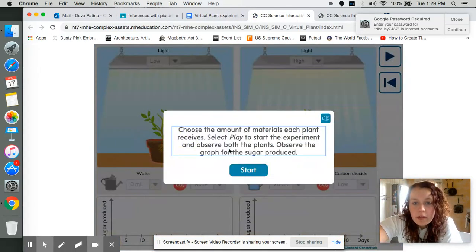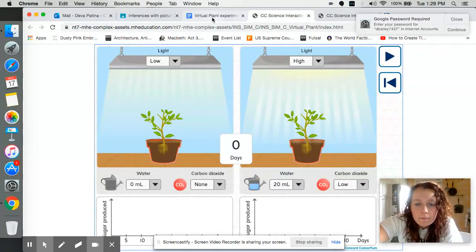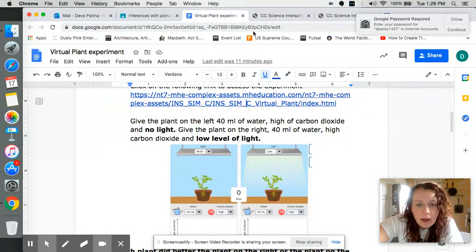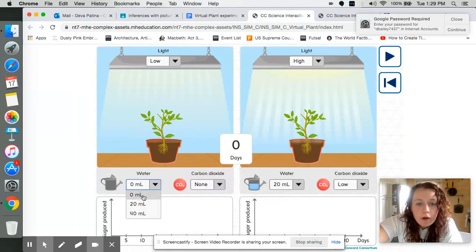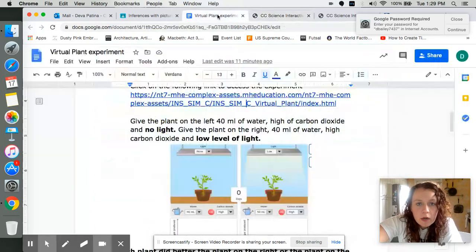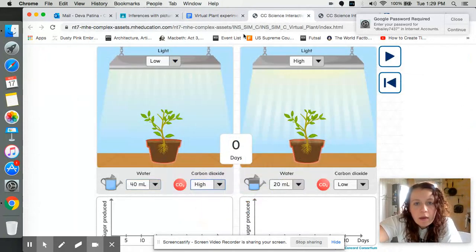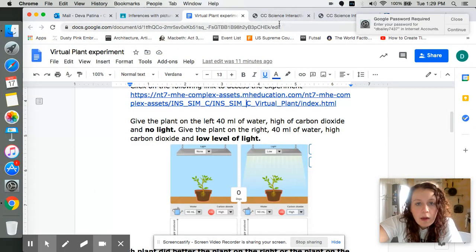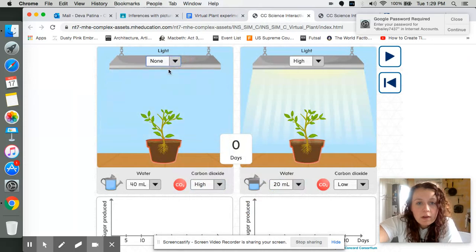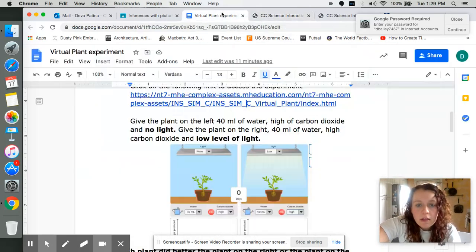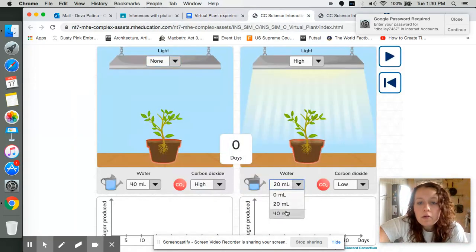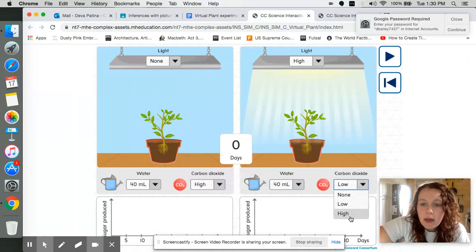Now, the directions say, on the plant on the left, I'm going to give it 40 milliliters of water. So to change the milliliters of water there, I'm going to give high carbon dioxide and I'm going to give no light, so I'm going to click none there. On the plant on the right, it says that I need to give the same amount of water, 40 milliliters, high carbon dioxide, and low light.